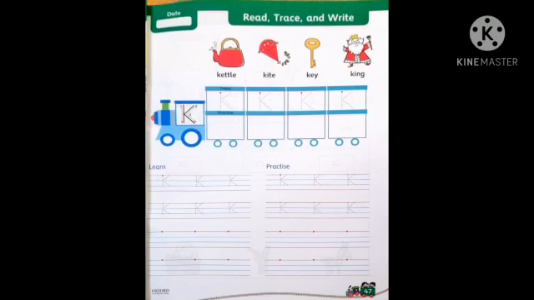You have to start the first arm. It should start from the first line and then meet on the second line. Then the next arm starts from the second line and finishes on the third line. So it is K. This letter is K. Write it and complete this page.